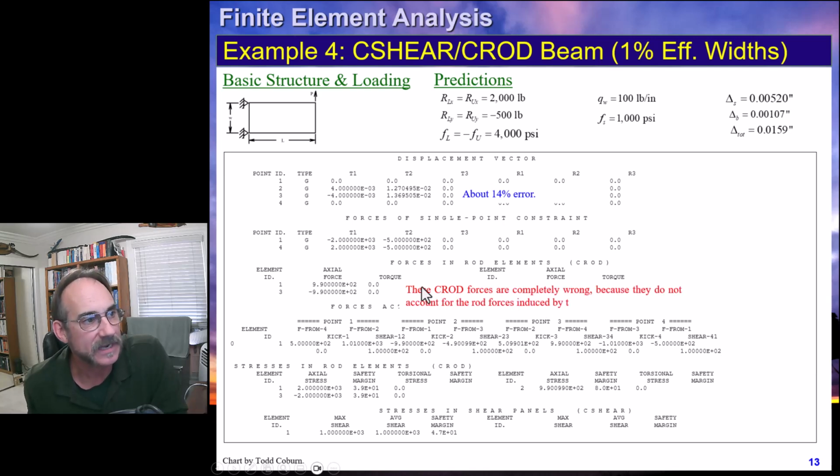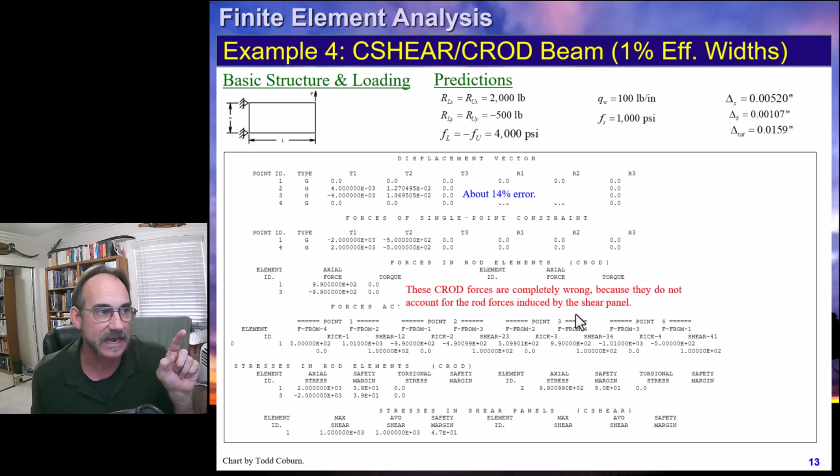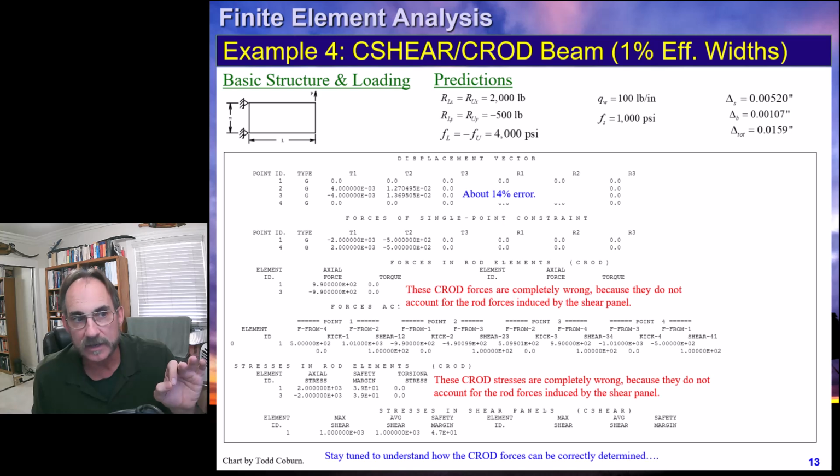Well, these C-rod forces, while it is true that those C-rods have this much force in it, what's also true is the shear panel added force into those rods, and it doesn't show here. It shows down here underneath the C-shear panel. So our rod forces and our rod stresses are wrong. They have to be augmented if we want to get a correct result. Stay tuned and we will unravel this mess.